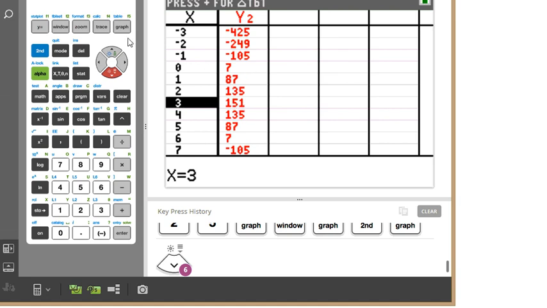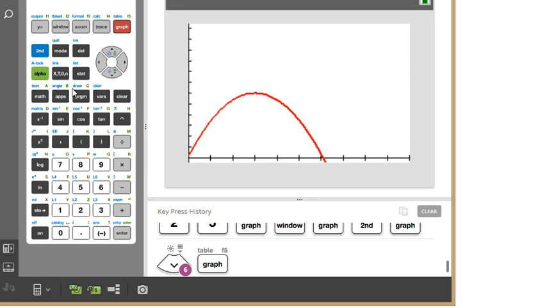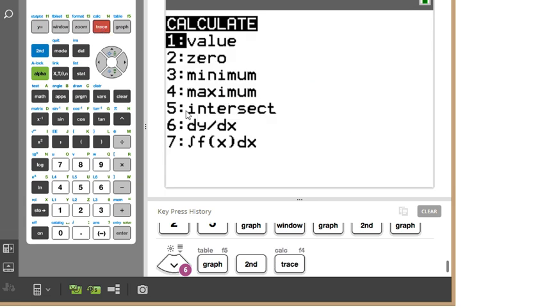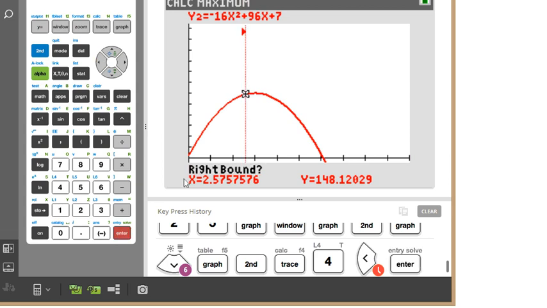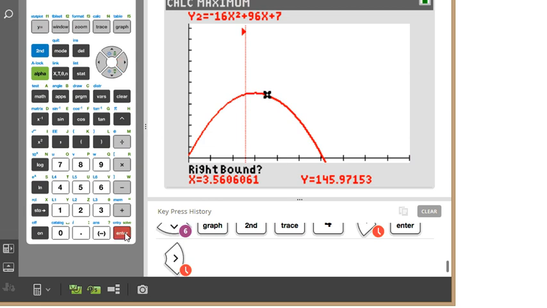You could go back to graph and you could trace. I'm going to use the maximum here. Second, trace, maximum, which is 4. And it says left bound question mark, so we can go over to the left of the vertex. Press enter. Now it says right bound question mark. We go to the right side of the vertex, enter, and enter one last time. We get a maximum of 3, with just a very slight nuance around here, and 151.